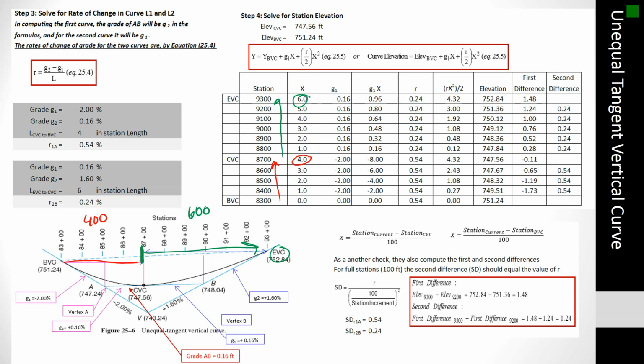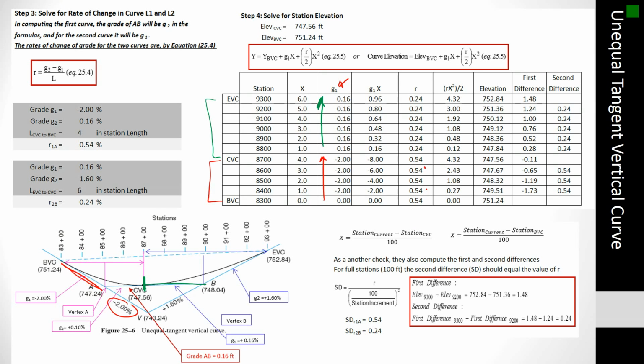All right. Now, the next thing that you need to notice in this column is the G1. From the BVC to the CVC, the G1 here is going to be our negative 2%. And then from the CVC to the EVC, our G1 becomes a positive 1.6%, or positive 0.16%. All right. So these are two equal tangent curves that we're now calculating.